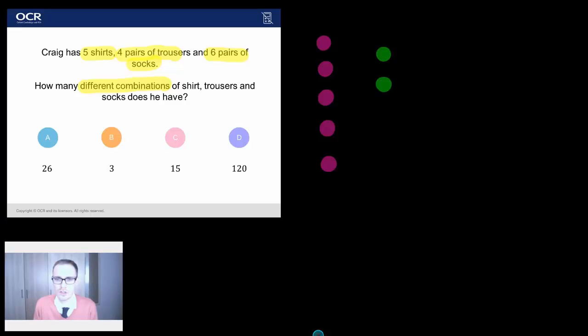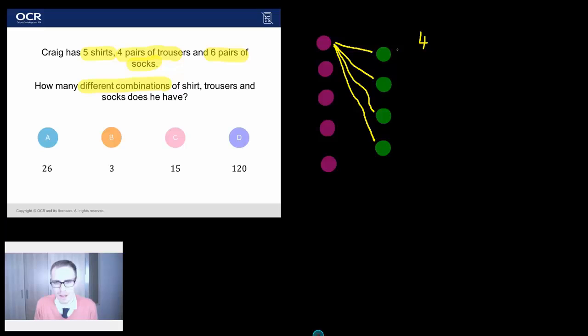1, 2, 3, 4. And the first question I'm going to try and address is, how many different combinations of shirts and trousers can I have? Well, let's think about this logically. Here's my first shirt. I could put that with that pair of trousers. There's 1. Or I could put it with that pair of trousers. There's 2. Or that pair, 3. Or that pair, 4. So I've already got 4 different combos straight away.